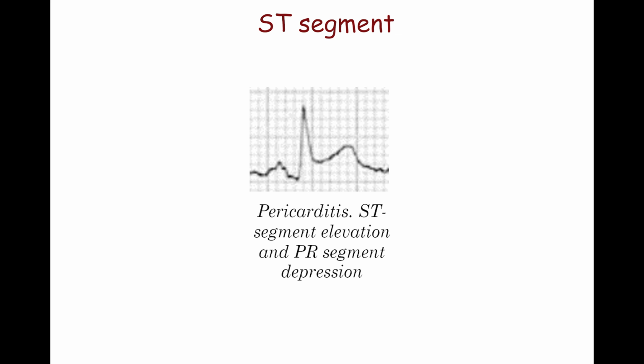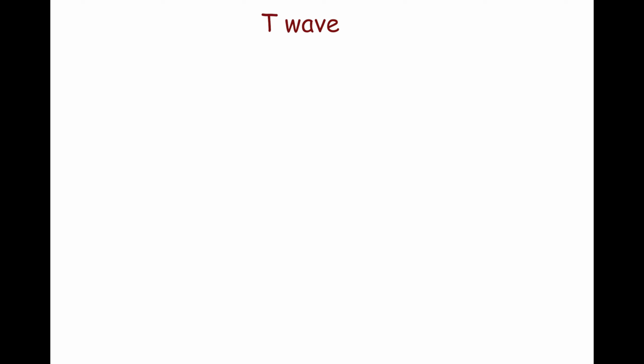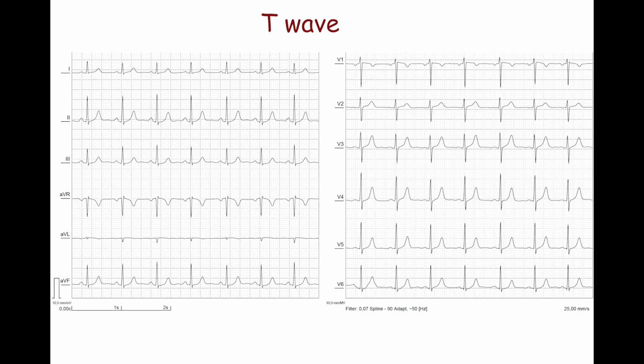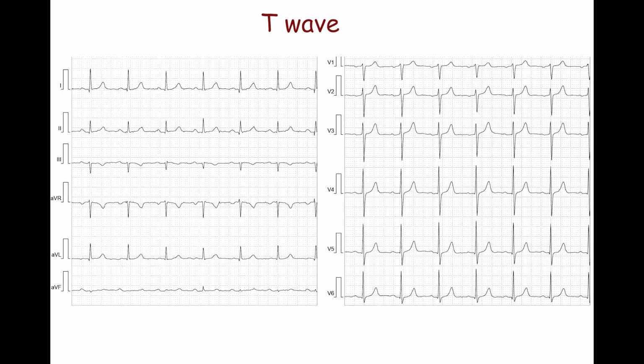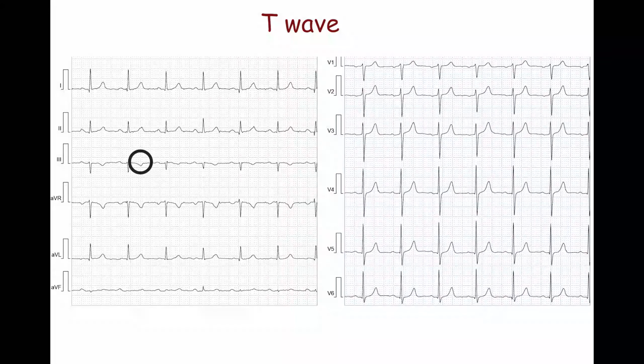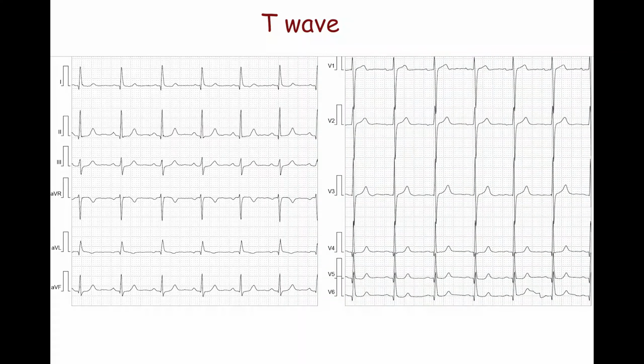Pericarditis produces widespread ST segment elevation with PR segment depression. The T wave represents ventricular repolarization. The normal T wave is positive in all leads except AVR and V1. T wave inversion in leads 3 and AVL may be seen in healthy subjects. However, new-onset T-wave inversion in these leads is pathological.